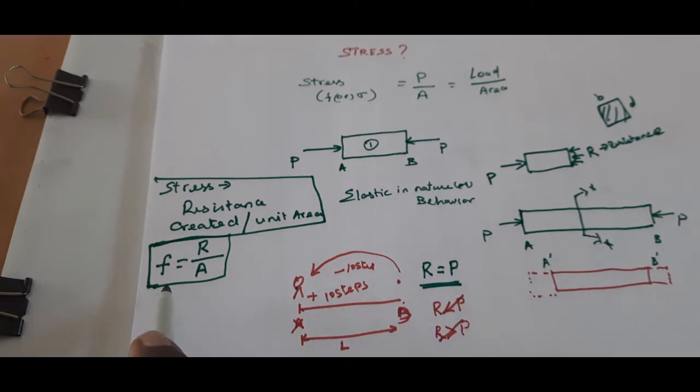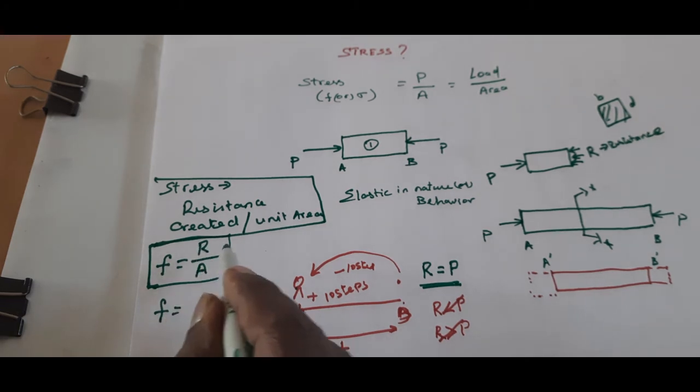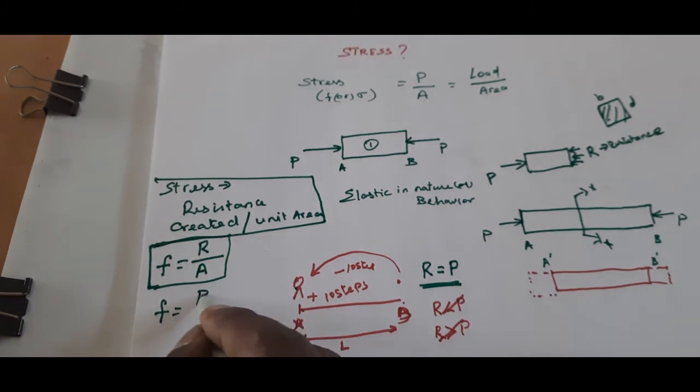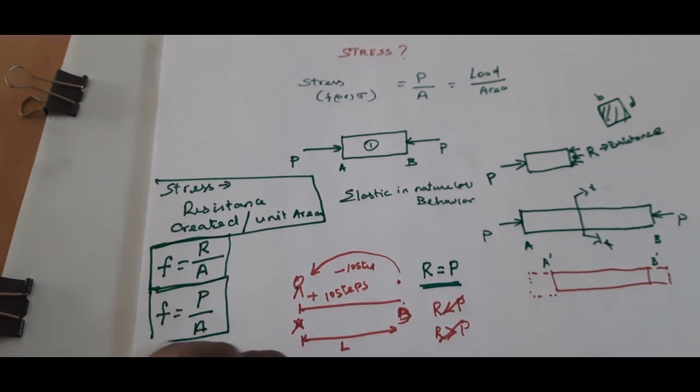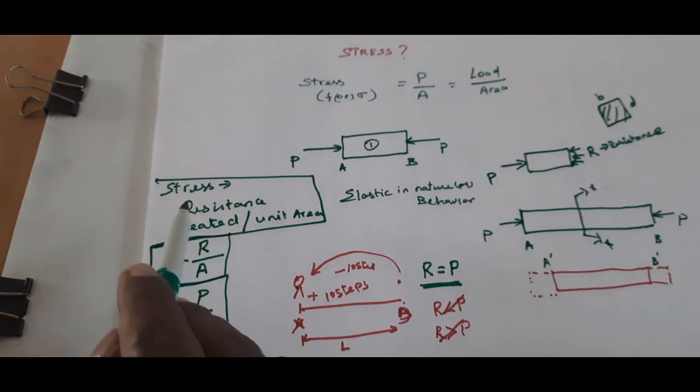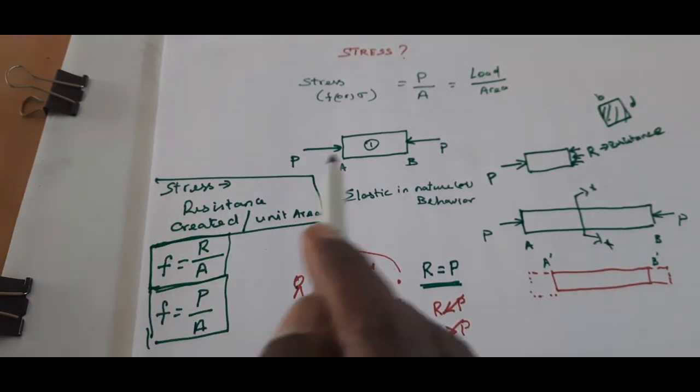Now again coming to this definition, F is equal to resistance created per unit area. To compute it mathematically, I replace this resistance with load, so stress equals load divided by area. This is a mathematical formula, not a definition. By definition, stress is resistance created per unit area.